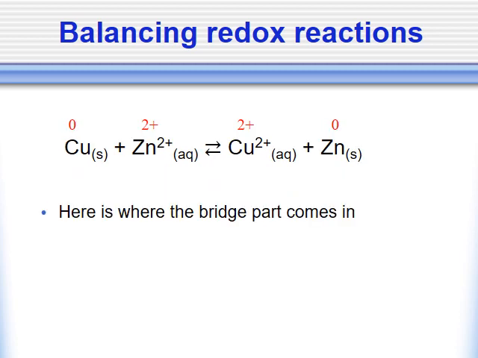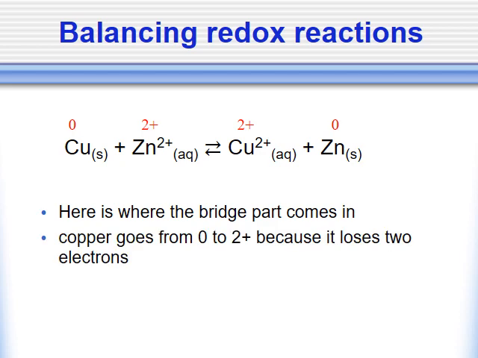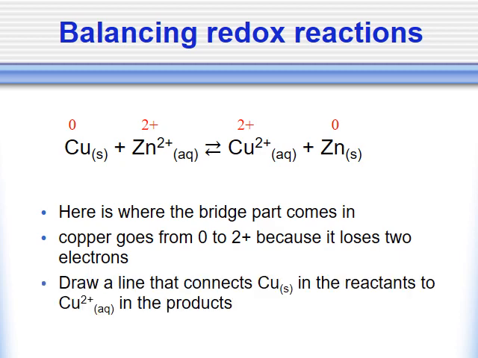Okay, here's the bridge part. This is why they call it the bridge method. Copper goes from 0 to 2+ because it loses 2 electrons. We're going to draw a line connecting solid copper in the reactant side to copper 2+ in the products. Okay, there's our line, there's our bridge. We go from copper 0 to copper 2+ by losing 2 electrons. So on my bridge I'm going to put minus 2 electrons. That e minus symbol means an electron because electrons are negatively charged.